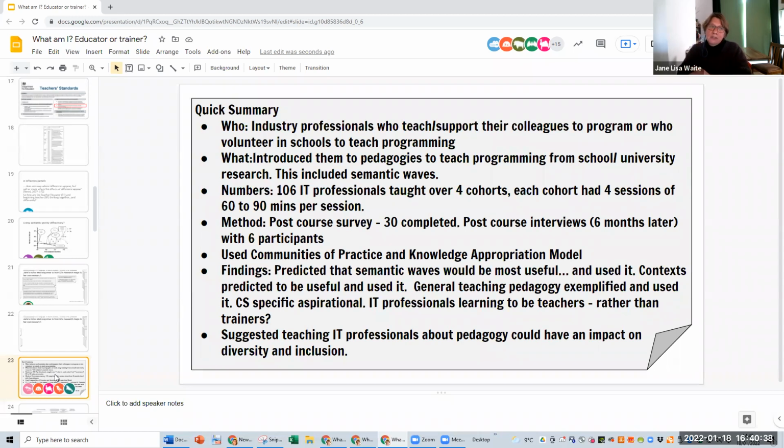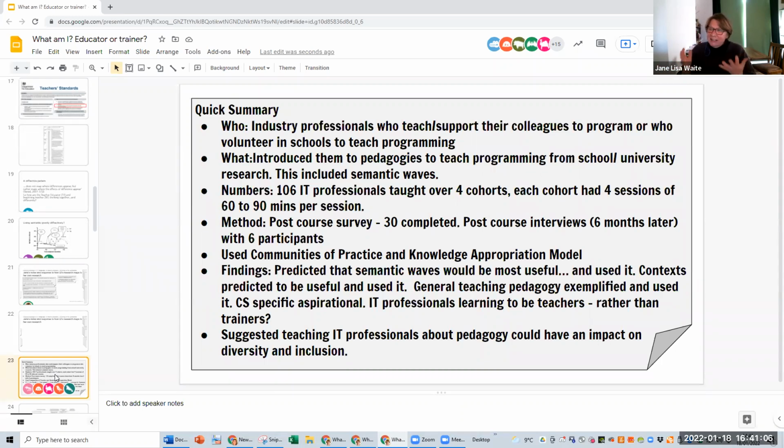We had a post-course survey where only 30 completed it, but then the most important thing was 6 months after the course, we interviewed 6 participants, and we used communities of practice and a knowledge appropriation model to really start to unpick what was happening. But we didn't use semantic waves to review what they'd done, even though we taught it. Which now, having seen everything that Di said, I'm thinking, oh, I missed a trick there.